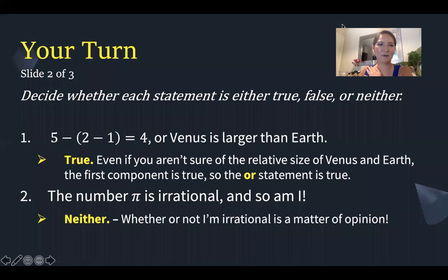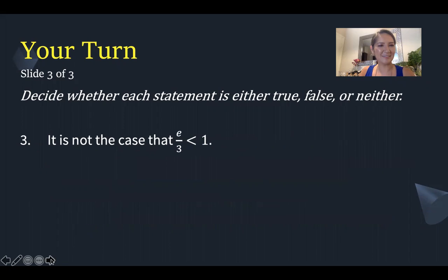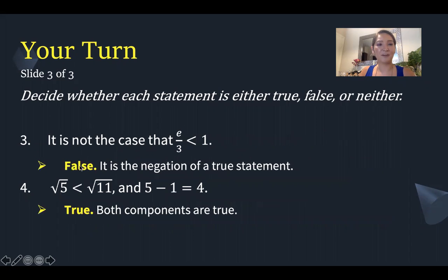And actually, this time for brevity, I am not going to go through each of these examples, but I will say that the first statement is true. The second statement is neither, because the second part of this and statement, so am I, whether or not I'm irrational is a matter of opinion. The third one is false, and the fourth one is true.